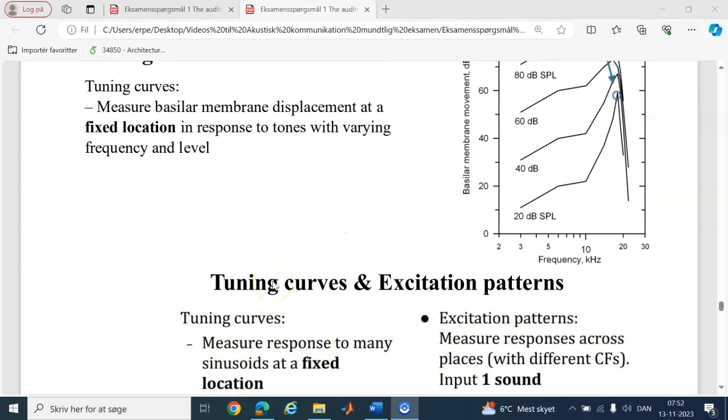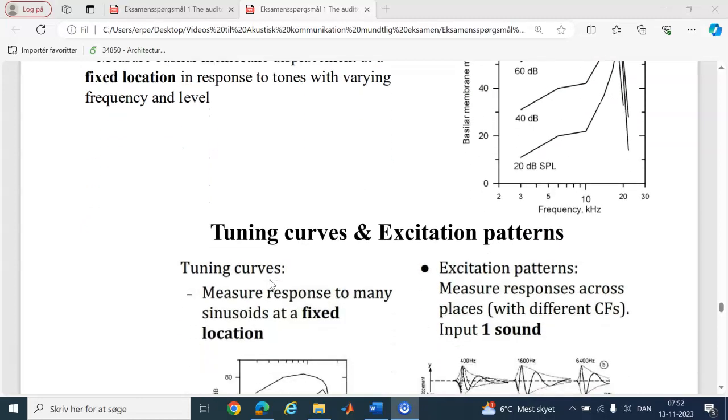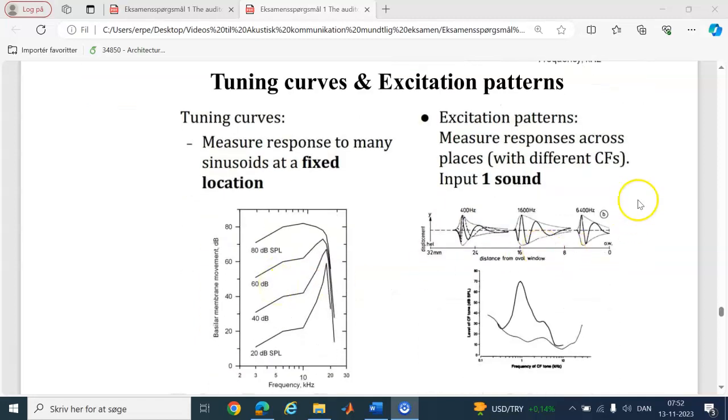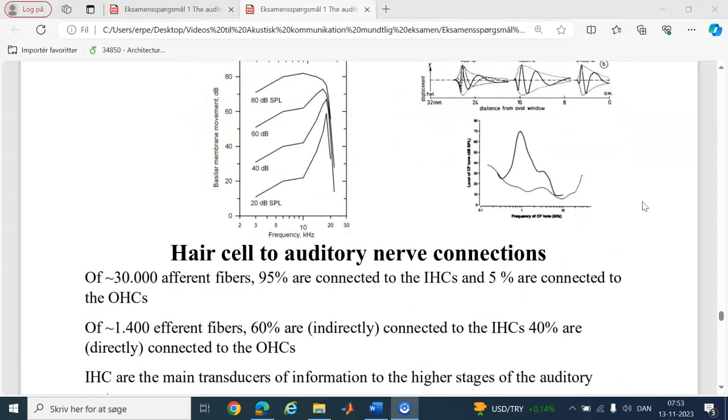You can say tuning curves are kind of the opposite of excitation patterns. Tuning curves measure response to many sinusoids at a fixed location. What do excitation patterns do? They measure responses across places with different center frequencies to one sound, not a fixed place, but one sound. Then we get an excitation pattern.